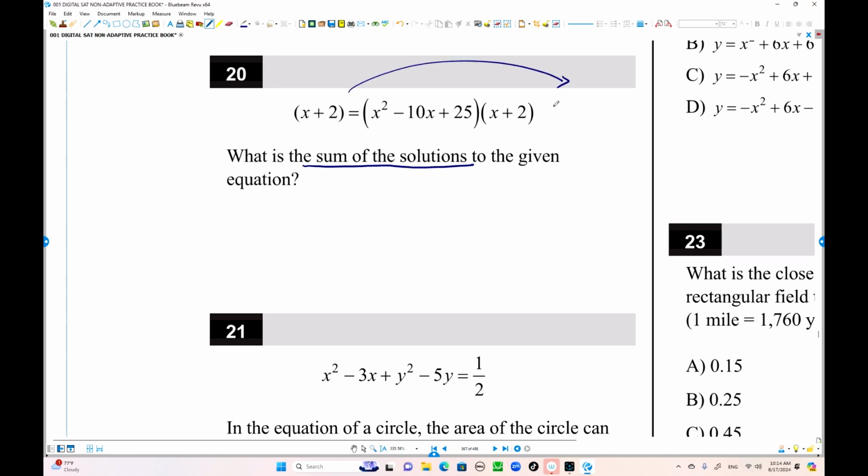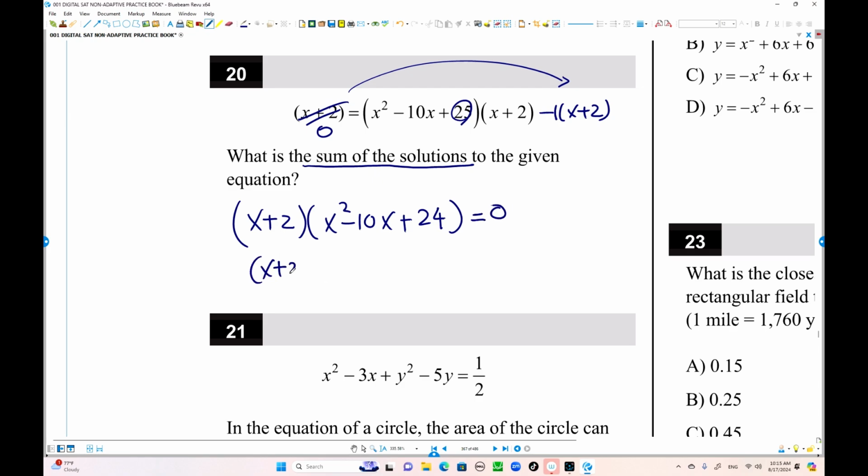Move to the right. Factor, right? x plus 2, that is the original. x plus 2 is a common factor. But inside the parentheses is x squared minus 10x plus 25 minus 1, which is plus 24, isn't it? 25, this is 1 minus 1, okay? That is equal to 0.